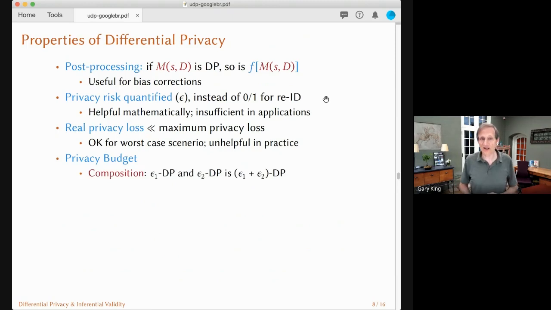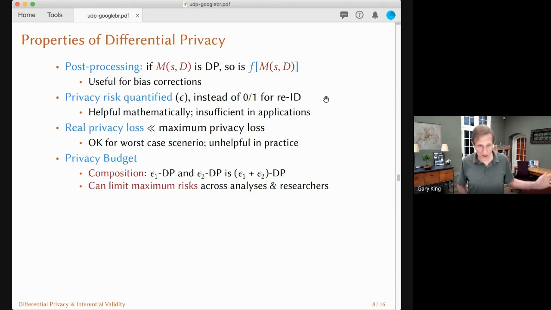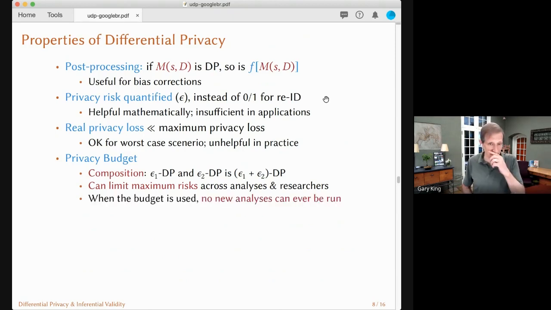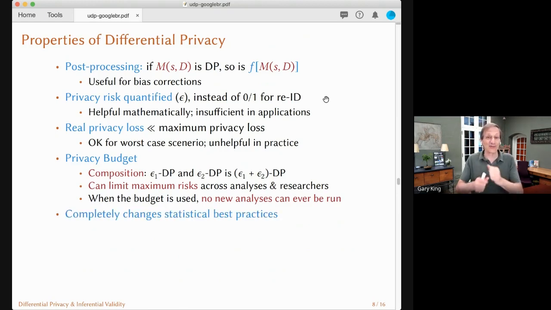There's a privacy budget, so there's composition. I think we can limit the maximum risks across analyses and researchers if we have that budget by applying the composition theorems. When the budget is used up, however, no new analyses can ever be run. For statisticians, for data scientists, for social scientists, that is a big deal. That completely changes statistical best practices. So everything we learned about how to do data science completely changes.